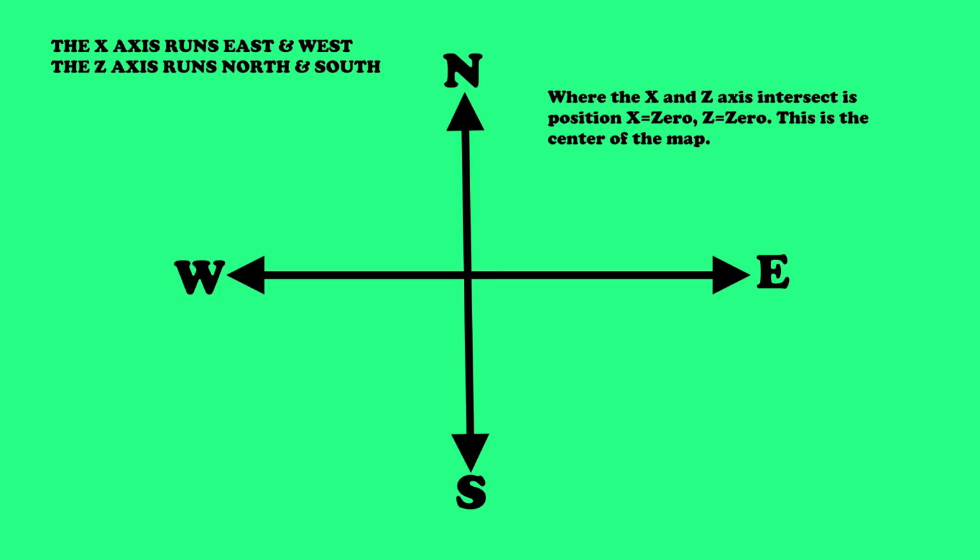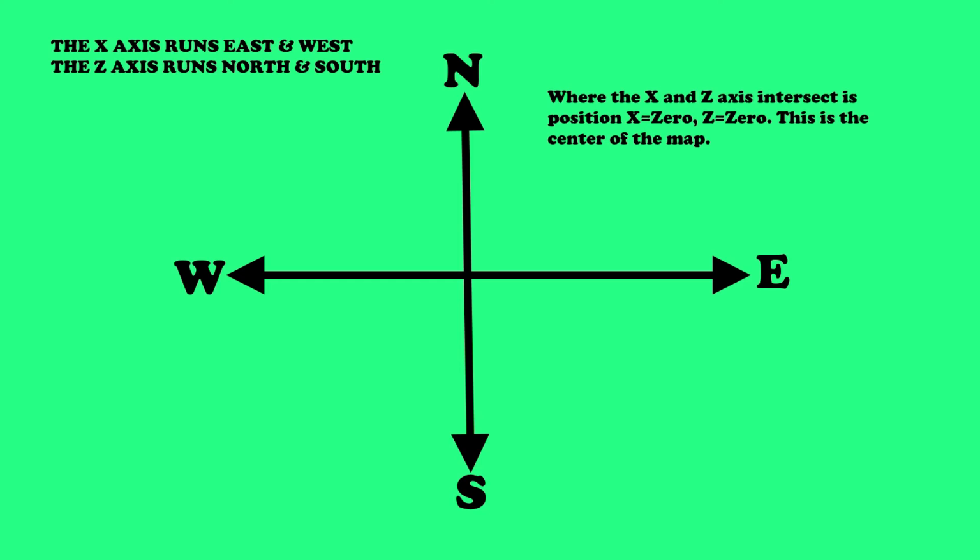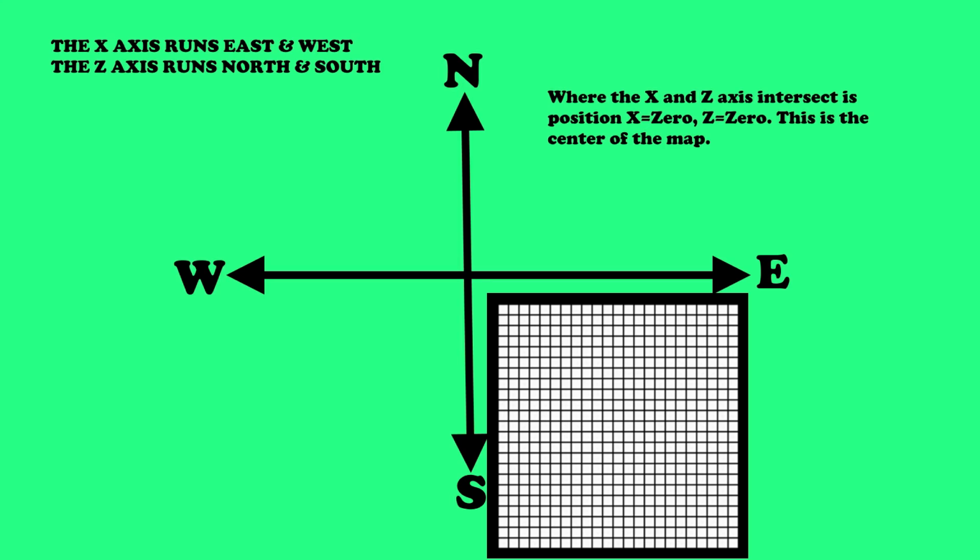Okay, if your x-axis and your z-axis each have a minus sign in front of them, that tells you that your location is somewhere up in the upper left quadrant of the map. If both your x-axis and your z-axis are positive numbers, no minus sign, then that would mean you are somewhere in the lower right quadrant of the map.